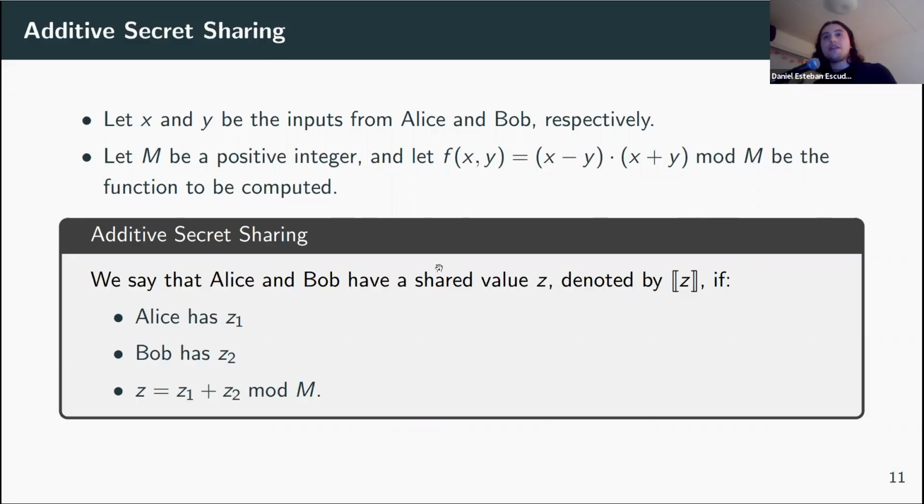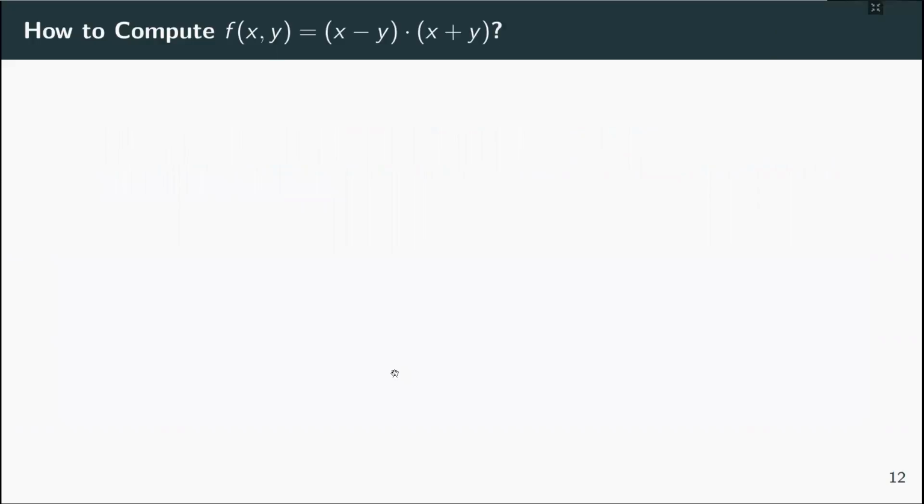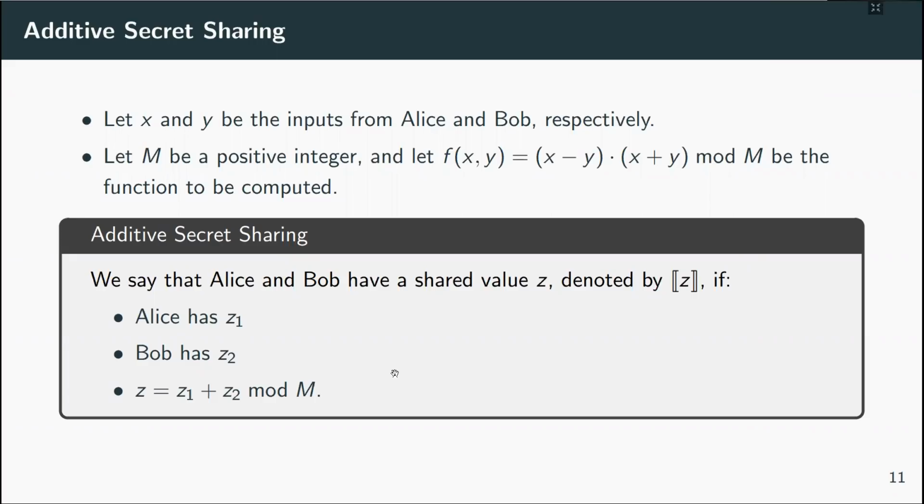Okay, with this ingredient, how can we compute this function? How can we do it? So next question, please. Let's say I'm Bob. I set my Z2 to 0. If I know Z, don't I know Alice's Z1?